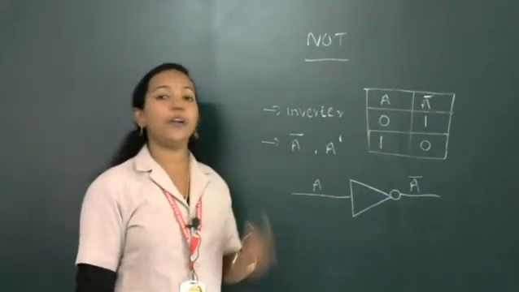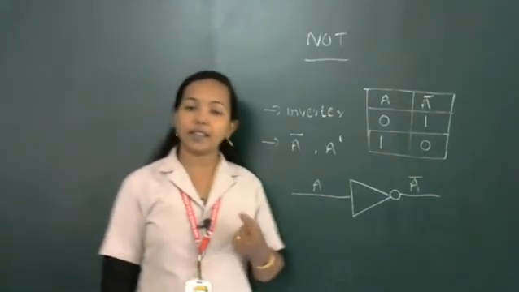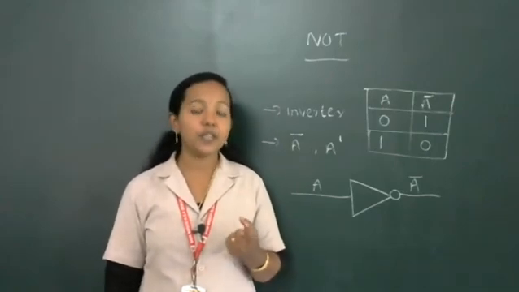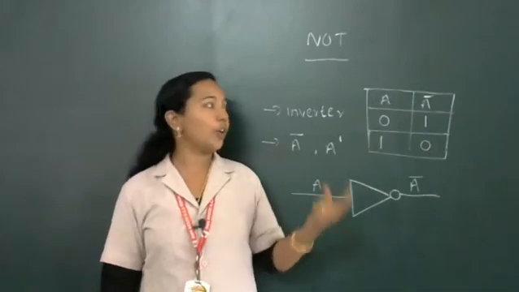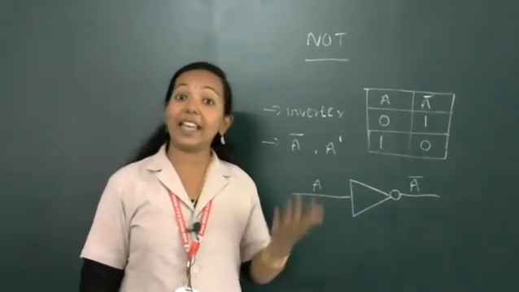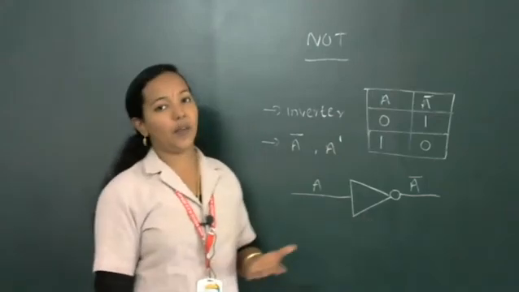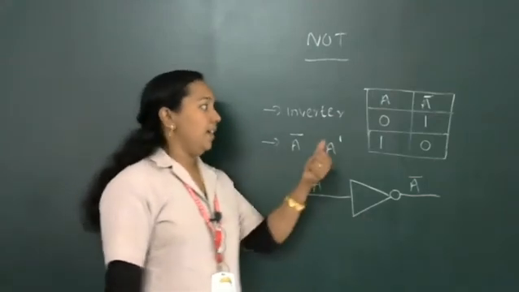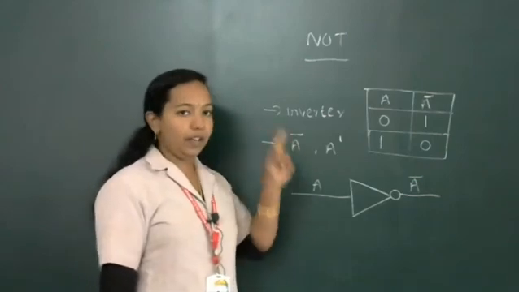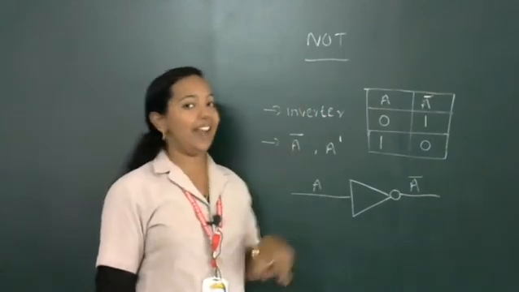What does NOT operation mean? The NOT operator is also known as an inverter. Inverter means to find the complement. We always use the NOT operator to find the complement or negation, just the opposite value. Then we can represent the NOT gate using A complement, A bar and also A dash.